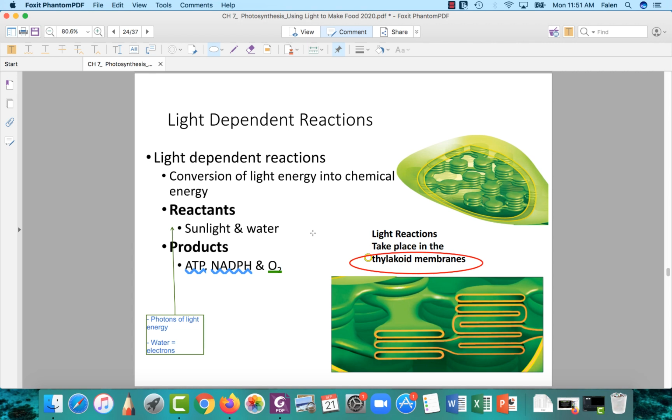Okay, so things you want to know, you want to know all those steps. I suggest drawing the whole thing out. That's what we would normally do in class. And then you also want to look at the highlights, the reactants, products, and location. Very good.